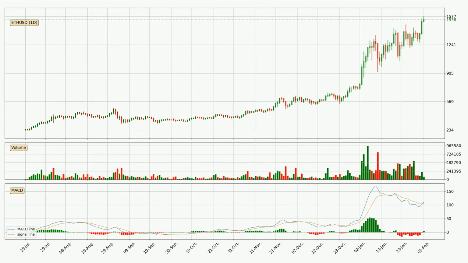Moving to the daily MACD, seeing as the MACD line is above the signal line, the trend is currently on the up. The MACD histogram shows that the momentum is currently strong, and it could be expected the price to go further to the upside.